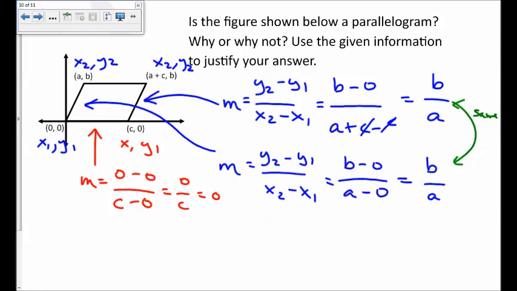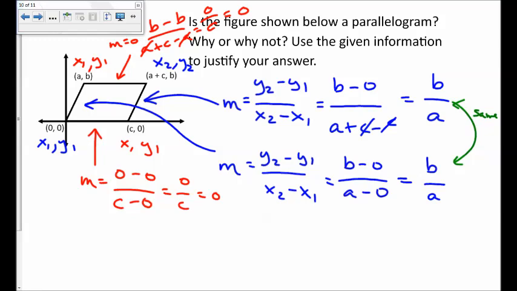Okay, and the top as well is going to have a slope of 0, because if you want to see numbers plugged in, I'll call this one x1 and y1. So if I plug numbers in, I get b minus b over a plus c minus a. So again, b minus b is 0, and in a plus c minus a the a's cancel, and I get 0 over c, which is 0.